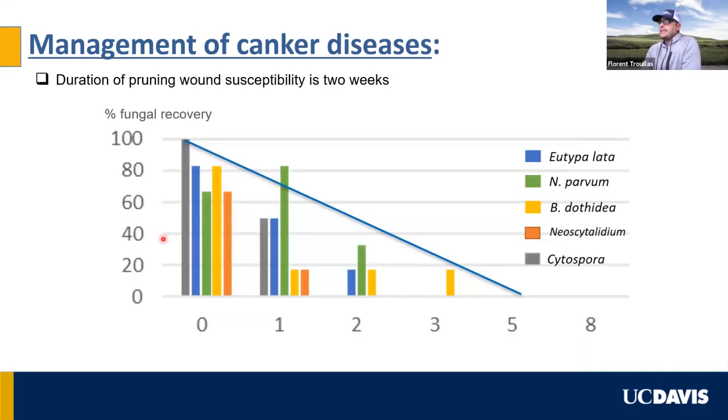So we ran these trials in different orchards, using this diversity of pathogens that can cause canker. And the bottom line, the main take-home message, is that in general, pruning wounds in almond are susceptible for about 2 weeks. So that's very important in our management strategy. If we're going to use a chemical protection or a Trichoderma protection, within 2 weeks is the window of susceptibility, and after 2 weeks, almond pruning wounds are generally not susceptible anymore to fungal pathogens.